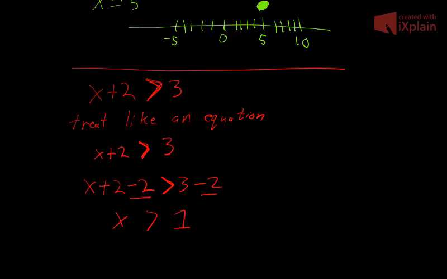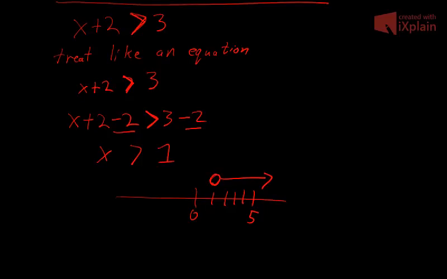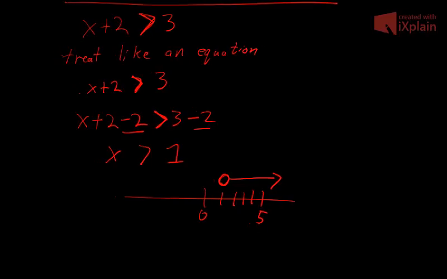And we end up with x is greater than 1, which once again we can graph kind of like that. So friendly note, just looking at this, greater than means it's going to the right. Not only that, but my circle here is open because it is greater than and not greater than or equal to. So this is what a lot of our problems are going to look like.